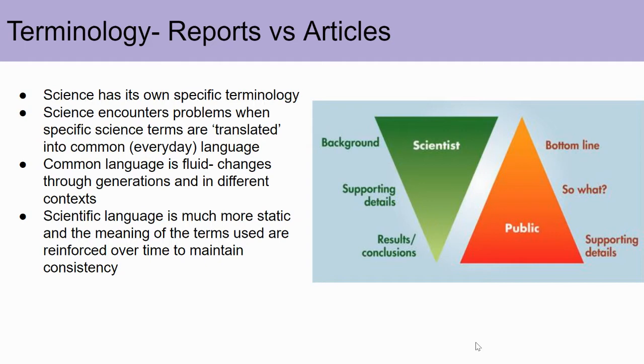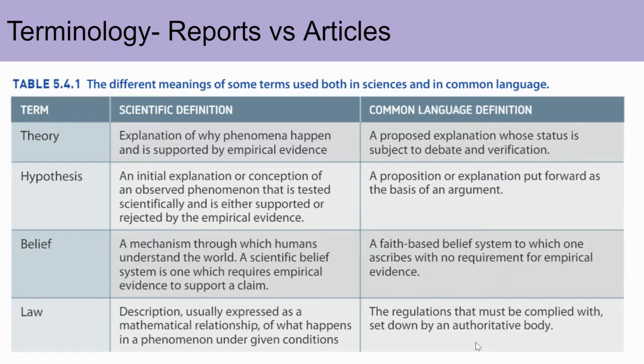So we're looking at scientists looking at the background information, supporting details, and results and conclusion, whereas the public are looking at it from a different perspective here. So the way in which we use these scientific terms is a little bit different to the common language definition. So a theory is an explanation of why phenomena happen, whereas in common language a theory is a proposed explanation whose status is subject to debate and verification.